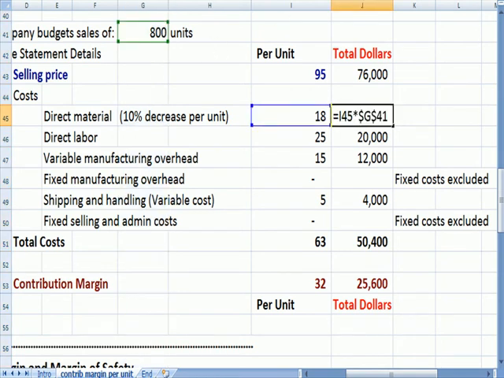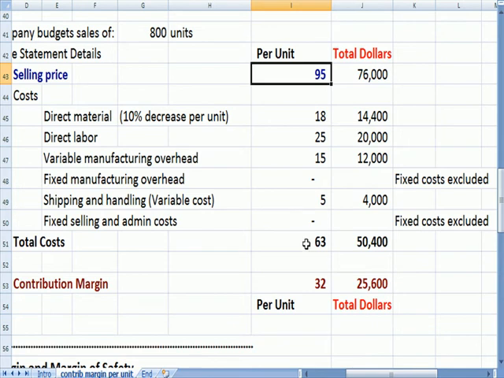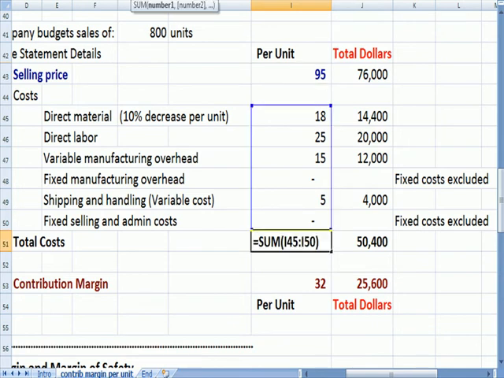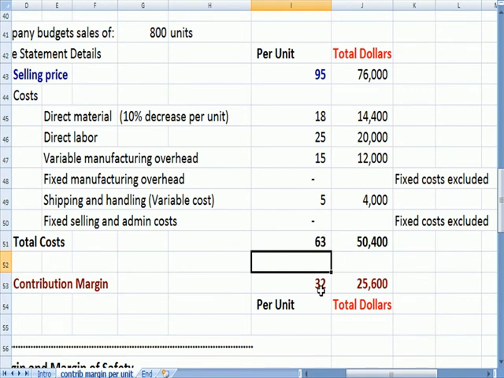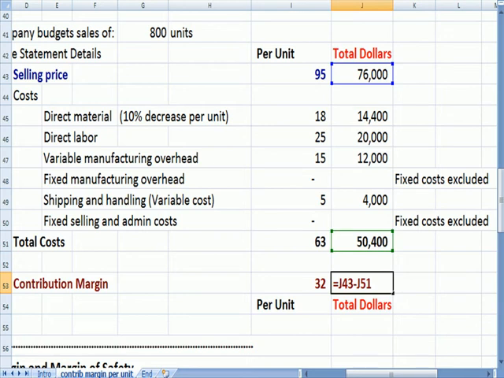This one's multiplied by 800 units, etc., all the way down. And so I take my sales less my variable costs, fixed costs excluded. I take that difference and I get contribution margin per unit, blue minus green, of $32 a unit. And when I multiply across 76,000, my revenue in blue, less 50,400, my total costs in green, I get contribution margin in dollars of 25,600.